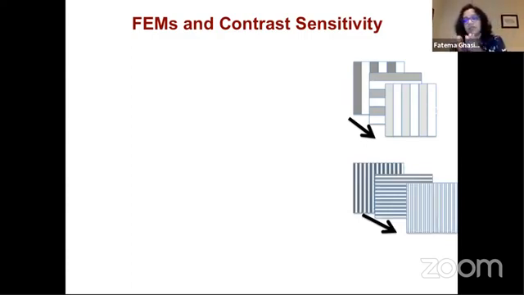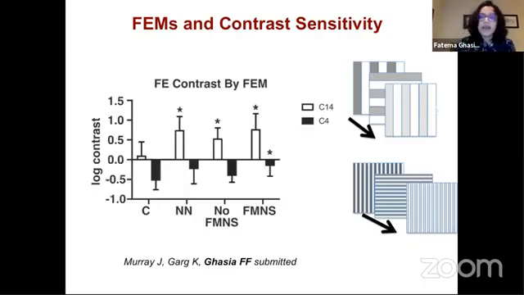In low spatial frequencies, the bars are wider. In high spatial frequency, they're closer together, so it's a relatively hard task. And I'm going to show the data that we collected from the fellow eye, or the good eye, so to speak. We divided the amblyopes into no nystagmus, nystagmus without FMN, and FMN.